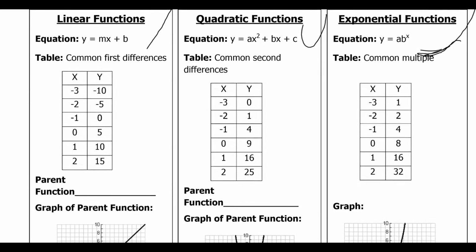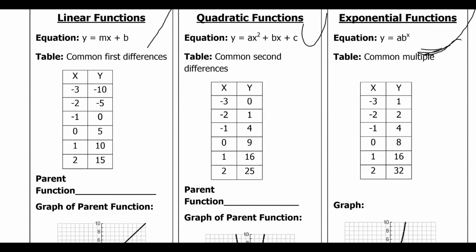tables. Now in a linear function, we know that there's going to be the same common first difference. So if you'll notice, from negative 10 to negative 5, that's plus 5. From there to there, it's plus 5. There to there, plus 5, and so on and so forth. And that's the first difference. The parent function for all linear functions is going to be y equals x. Don't forget that.